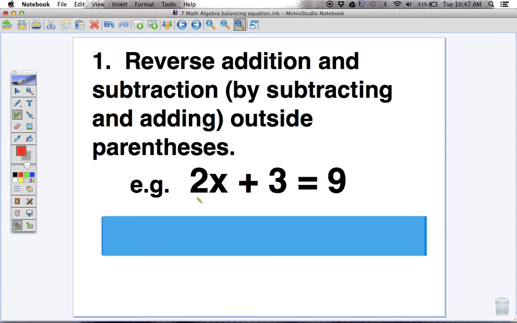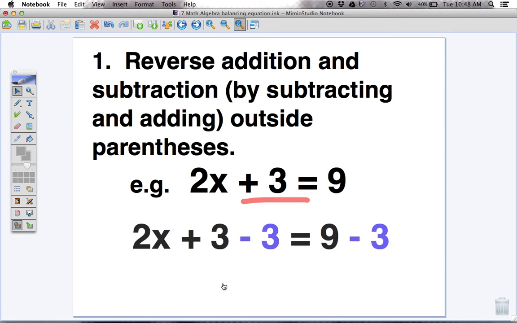Here's an example. In this case, we have 2 times x, and we have plus 3. Order of operations states we have to do multiplication before we do addition. But because we're doing this backwards, we do the addition first. So what's happening to x? Well, it's being added by 3. And what's the opposite of adding by 3? We're going to subtract 3. So we subtract both sides by 3. This will cancel out, and this will become 6.